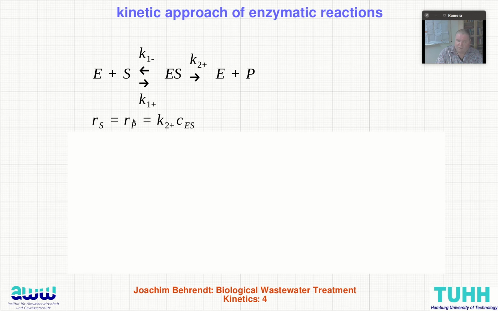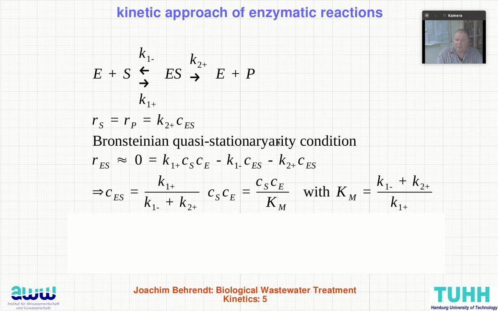Now, I'm always using positive numbers within these approaches, and if there is a negative sign required, I will take care of it in the mass balance. Finally, what is going on? The main idea is that after starting the reaction, we are using this Bodenstein quasi-stationarity condition. That means that the formation of the enzyme substrate complex and the reaction of this should be the same.